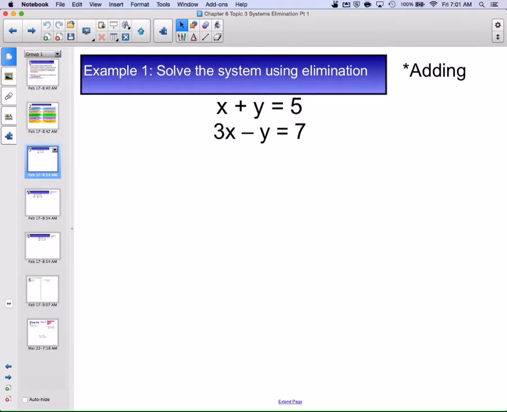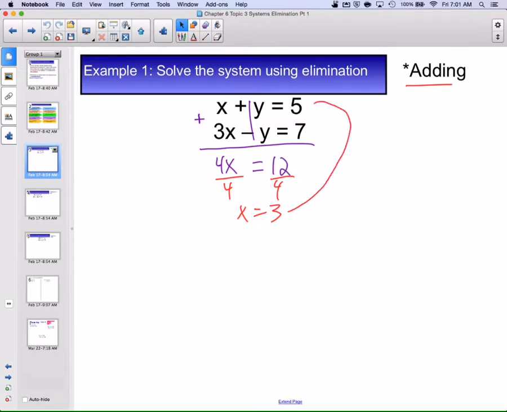Okay, I'm identifying variables that have coefficients that look like they're opposites. So we're going to be adding here. I see my y's. I have a plus y and a minus y. All right, so kind of like you guys did way back when we were adding two things together, we draw our plus, we draw a line. I'm going to add them together. x plus 3x is 4x. Plus y minus y cancel. And then equal sign, 5 plus 7 is 12. We're left with a one-step equation that we can now solve for x. x is 3. All right, we're halfway done.